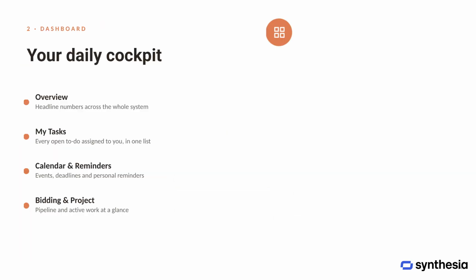The dashboard is where most people start their day. The Overview tab gives you the headline numbers across the whole system. My Tasks pulls together every open to-do assigned to you from events and from bids into a single prioritized list. The calendar shows your events and deadlines alongside personal reminders you set yourself. And dedicated tabs keep your bidding pipeline and active projects one click away.